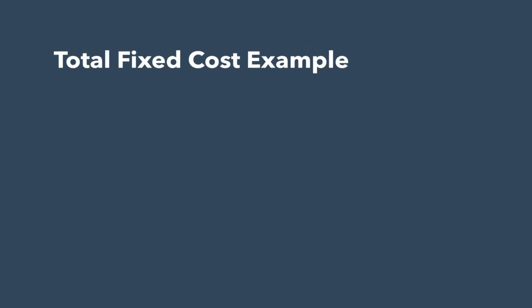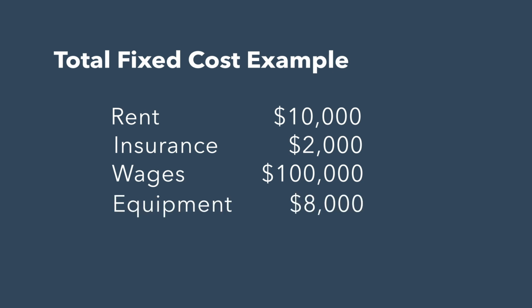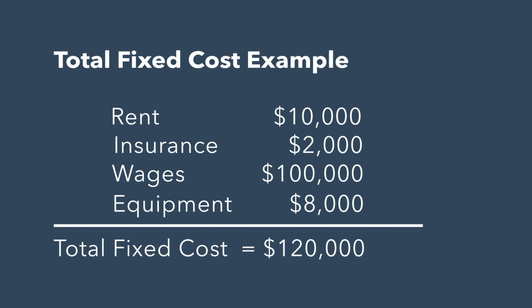For example, let's say your business spends $10,000 a month on rent. Your insurance is another $2,000 a month, and your salaried employee wages come out to $100,000 a month. Lastly, your equipment lease for machinery comes out to $8,000 a month. Adding these together results in a total fixed cost of $120,000. It's as simple as that.